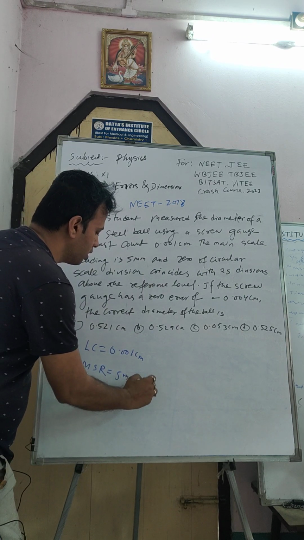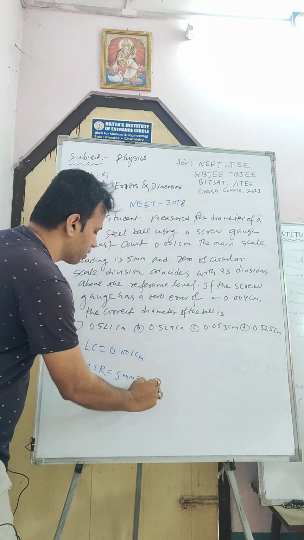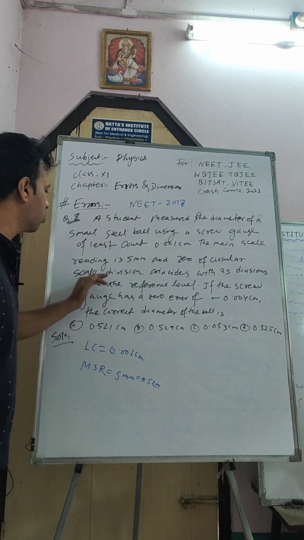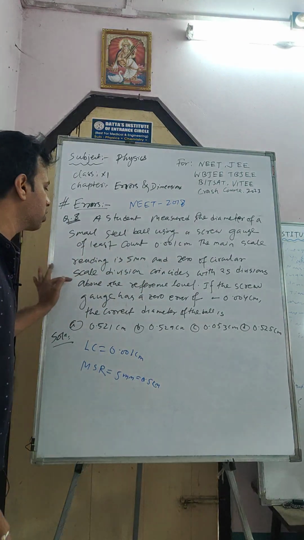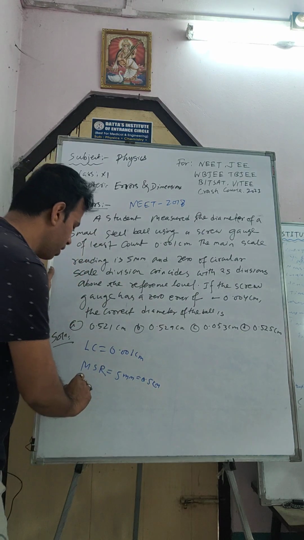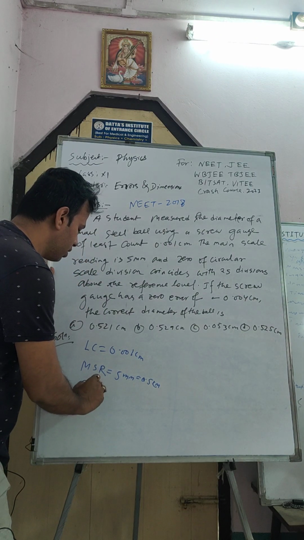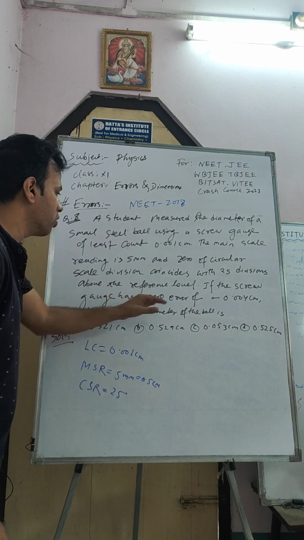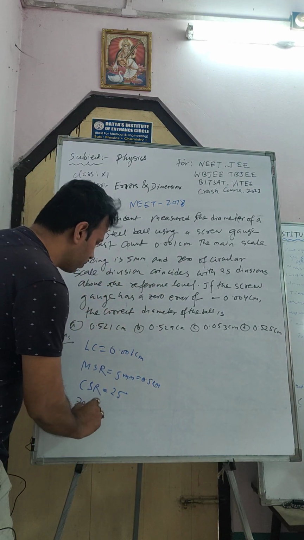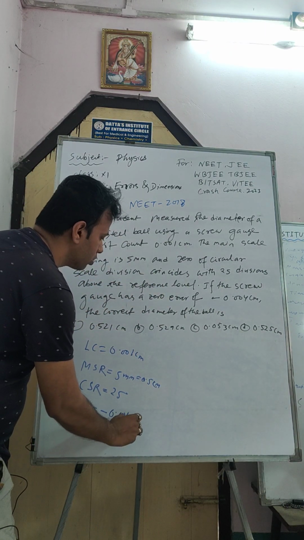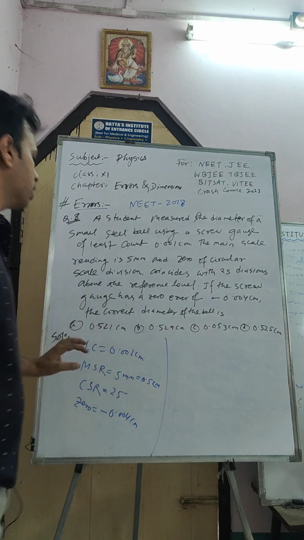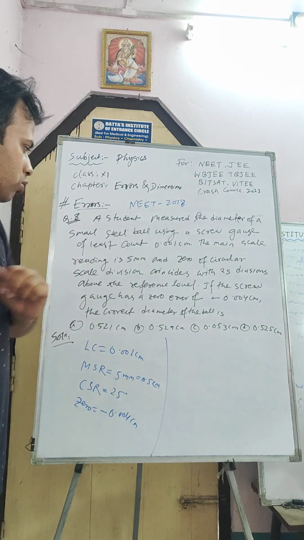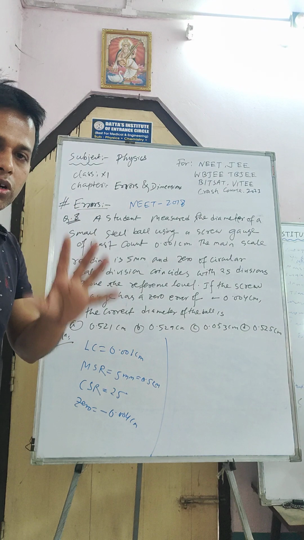So we can convert it into centimeter, that is 0.5 centimeter. Now, the zero of the circular scale divisions coincides with the 25th division above the reference line. So here CSR, circular scale reading, is 25. If the screw gauge has a zero error, here the zero error is minus 0.004 centimeter. Now we have to find out the correct diameter of the ball by using the screw gauge.